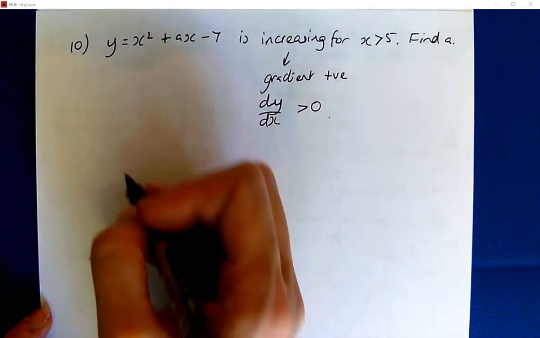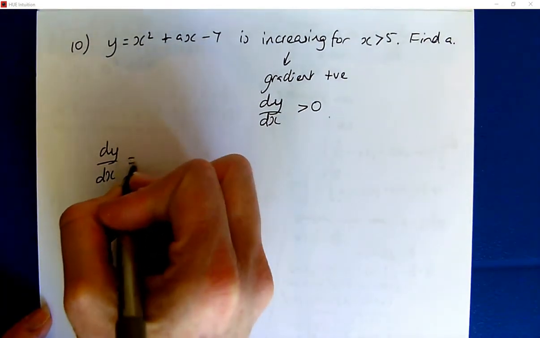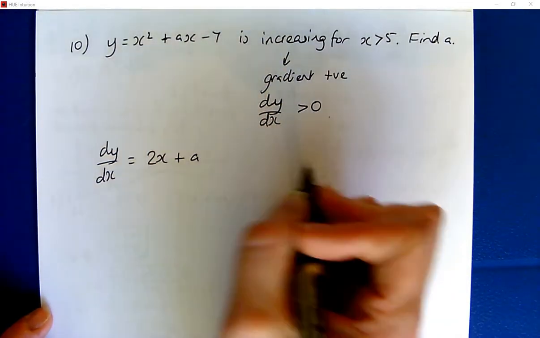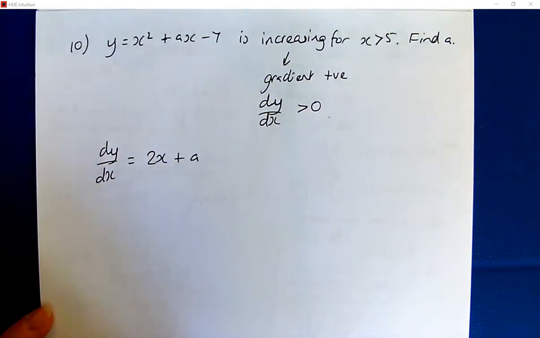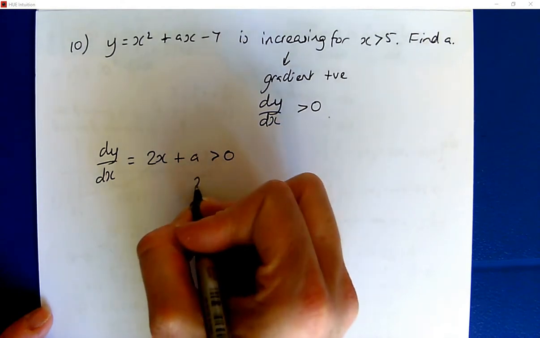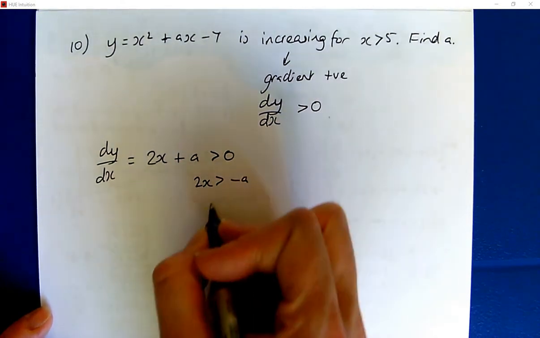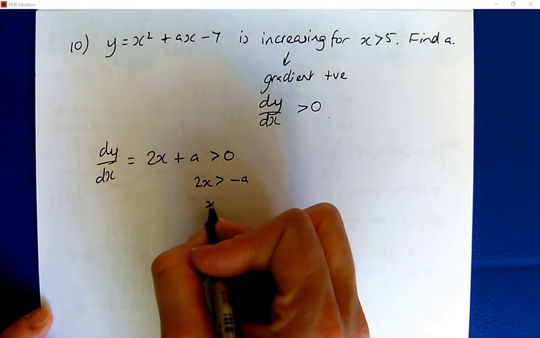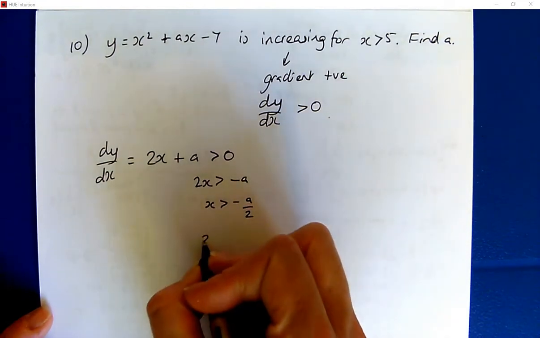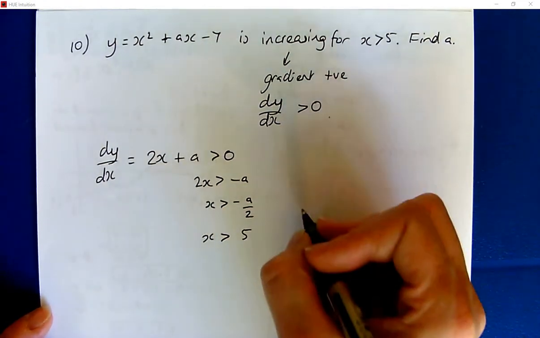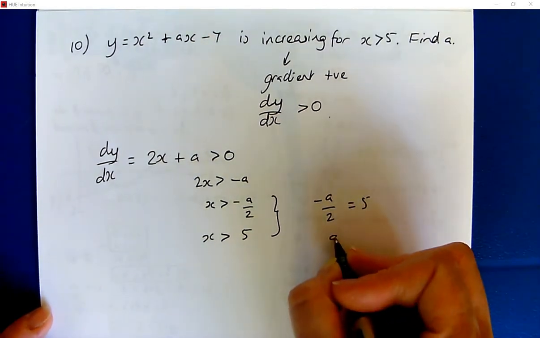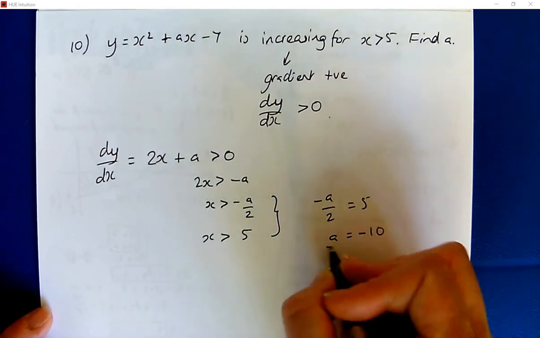So let's differentiate. So we have 2x plus mystery number times x. So that just becomes mystery number minus 7. When you differentiate that, you get 0. And we know that that has to be greater than 0. So let's try solving. So we've got 2x is greater than negative a. So that means that x is greater than minus a over 2. Now we know that it has to be that x is greater than 5. So that then tells us that minus a over 2 is equal to 5 and a is equal to negative 10.